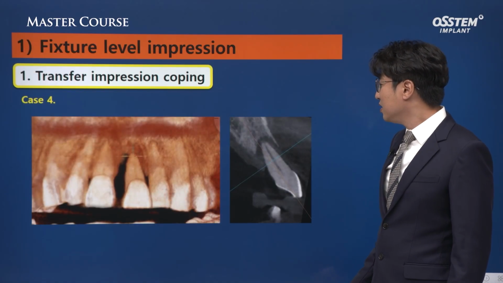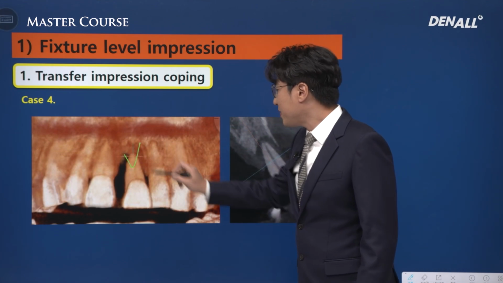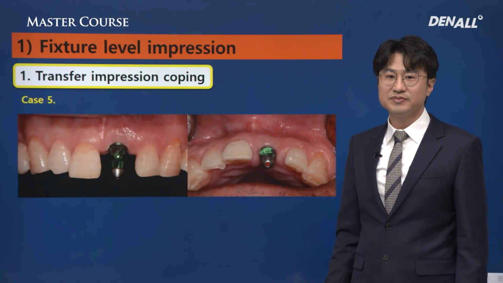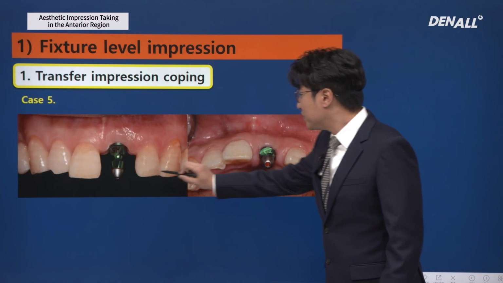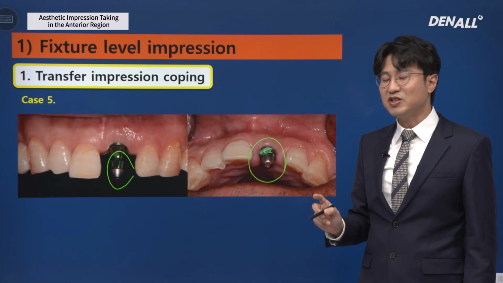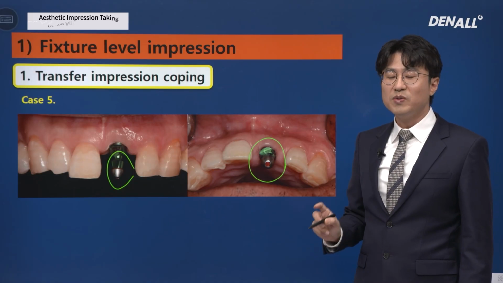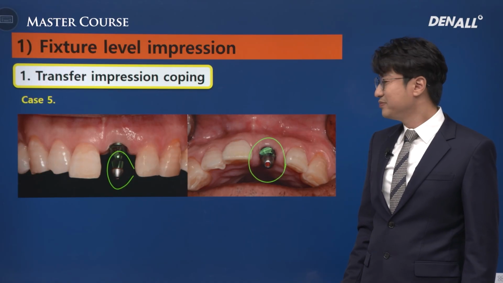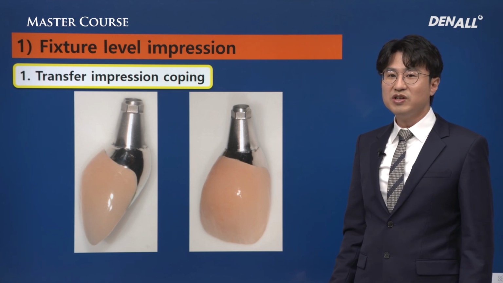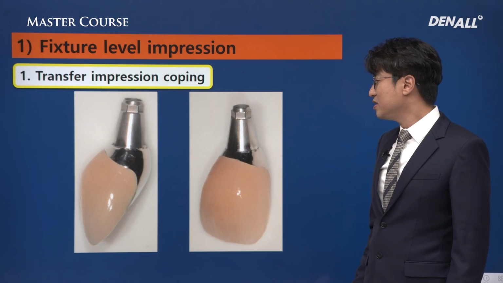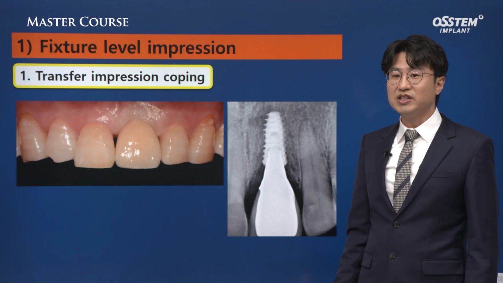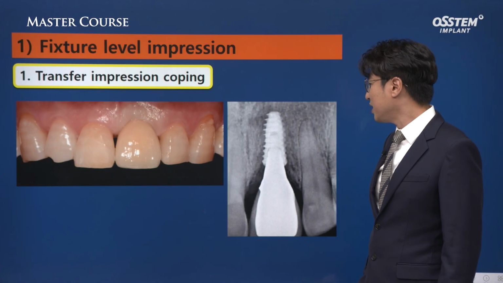Another case, and this tooth should be extracted, and an implant was placed like this. Here, a transfer impression coping is used, and this is a screw type prosthesis. As I said in the previous lecture, I no longer use casted abutments, but I used them before, so this is the casted abutment. Using the abutment on the plaster model, a screw type prosthesis was fabricated. Everything will be finished once the prosthesis fabricated in the lab is connected.